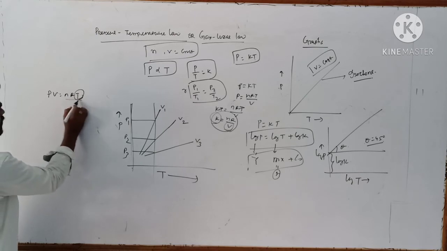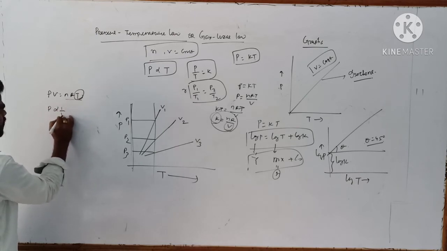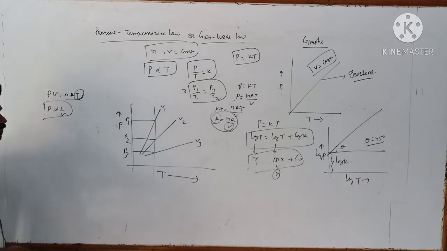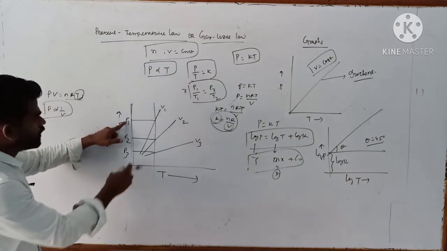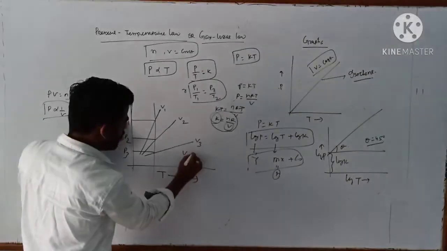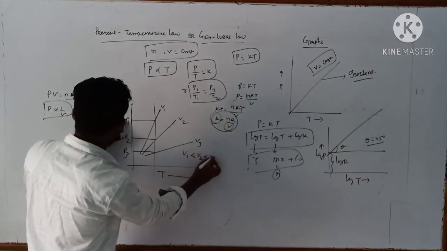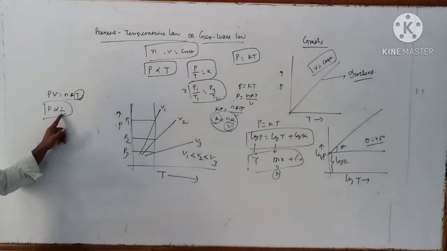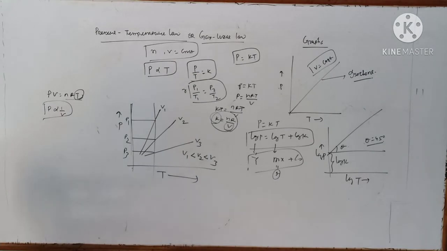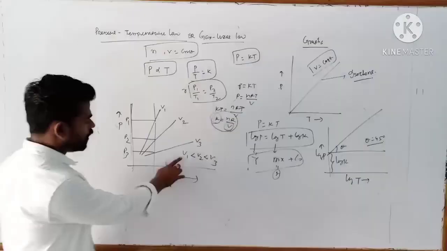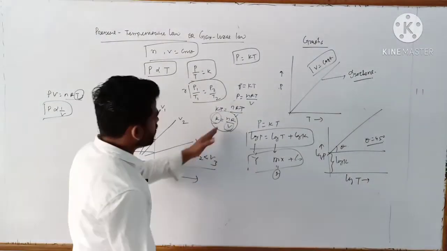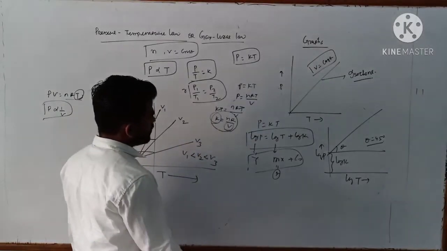So if all these are constant, P is inversely related to V. Find out the maximum value of P, P1. P1 means V1 is less. So the order will be V1 is less than V2 is less than V3, because pressure and volume are inversely related. Higher the value of pressure, lesser will be the volume. So V1, V2, V3. Again back to K, that is equal to nRT by V.